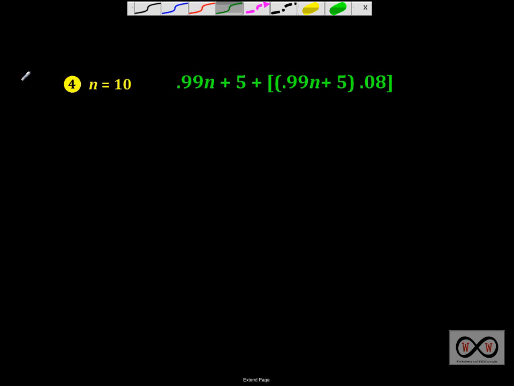We've got problem number 4, and our variable n has a value of 10. We'll insert that into our problem. 99 cents per app times 10 apps plus $5 for the gift card. Handle the tax over here. We'll rewrite what we had to the left. So that would be the price of the apps and the gift card times our tax of 8%, or 8/100ths. And here we go.